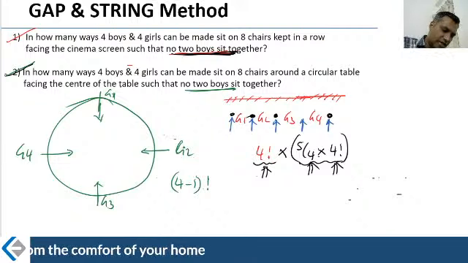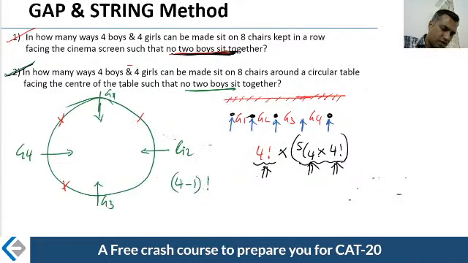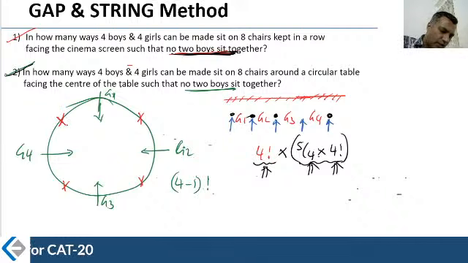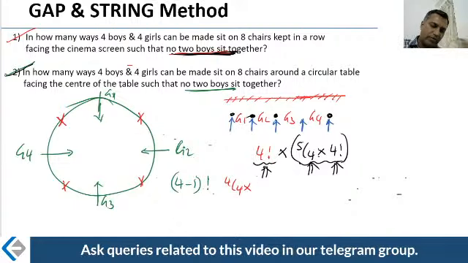So what are the potential gaps? A boy can sit between these 2 girls. Another boy can sit between these 2 girls. Another boy between these 2 girls. Another boy between these 2 girls. Now the girls have sat, and the boys are coming into the picture. How many gaps are there? Only 4 gaps, that is 4C4. Then all 4 boys go and sit here in 4 factorial ways.